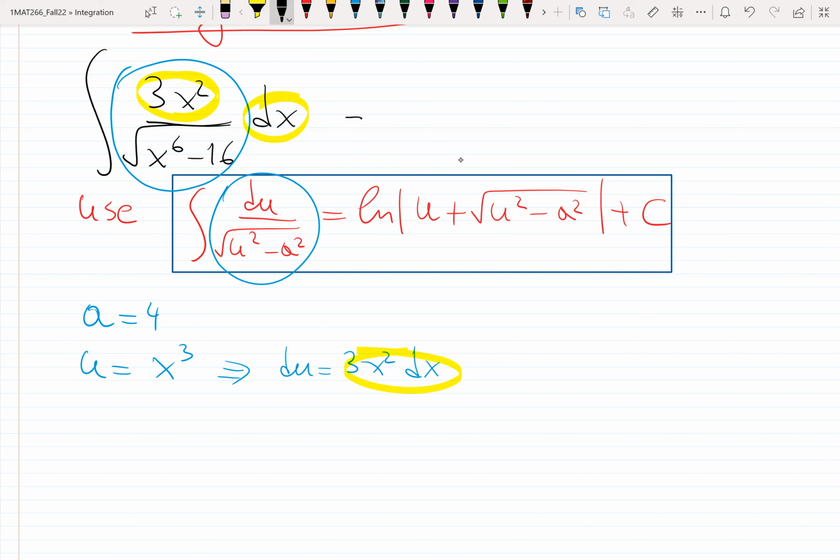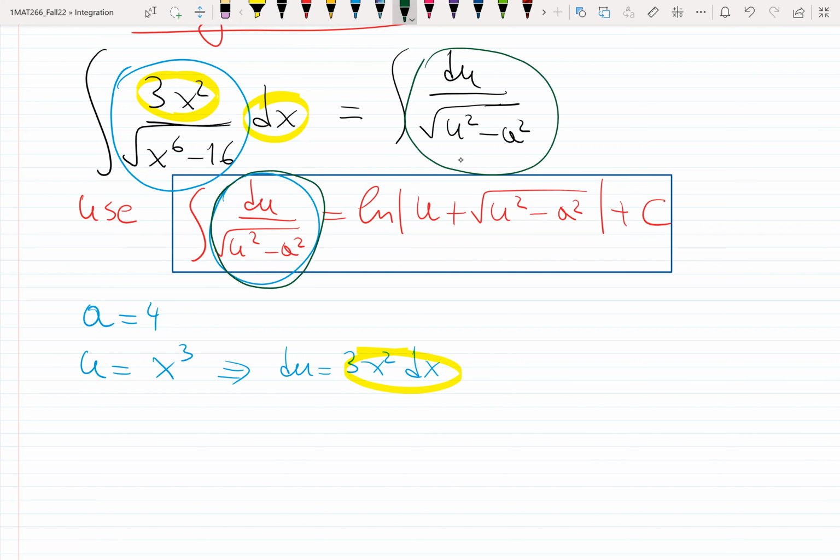So what are we going to have? If we plug all of this carefully, it's going to be du, because 3x squared dx is du, circled in yellow, divided by the square root of x to the 6, that is u squared minus a squared. Did you succeed to match with the integral in the table? Yes, we succeeded. We know the answer for that integral. The answer is the right hand side, RHS, of the table integral.